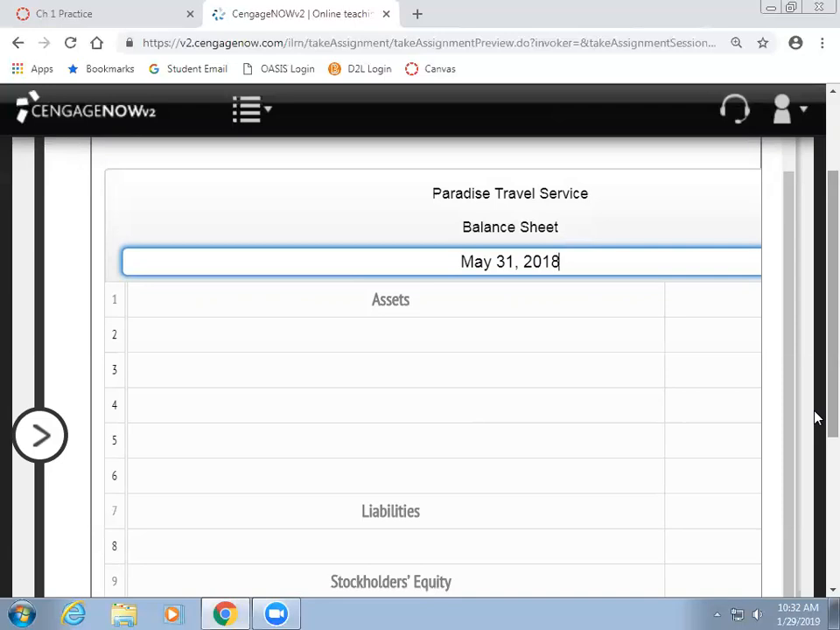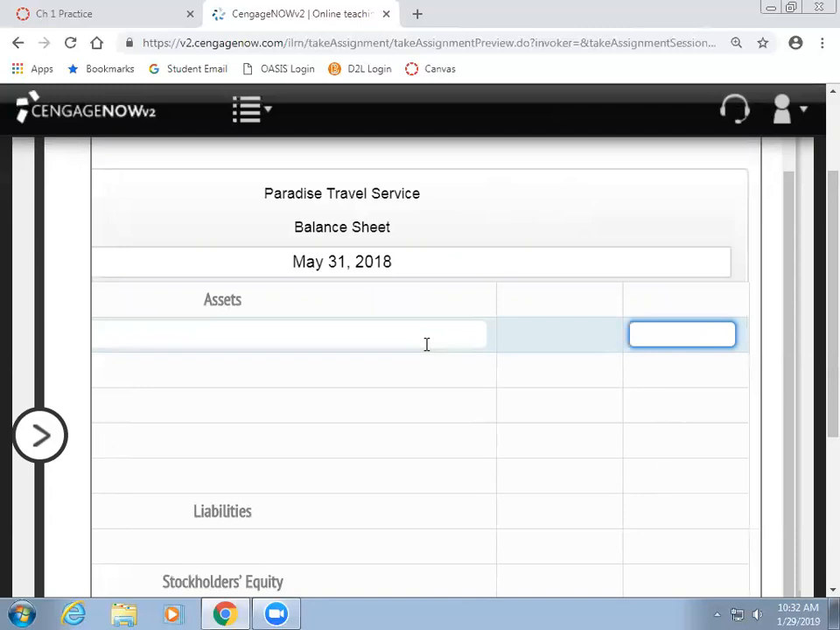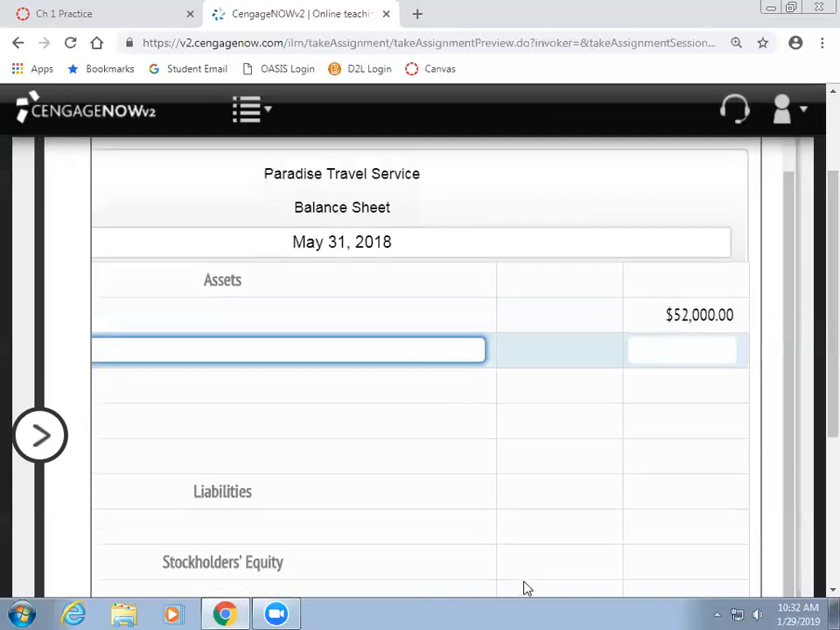And then under assets, we're going to start with cash. Cash is always our first asset listed. Okay. So when you're listing assets, you usually start with what we call current assets. Assets that are easily converted to cash. So we call them liquid assets. So we always start with cash as our first asset listed. And in this case, it was 52,000.